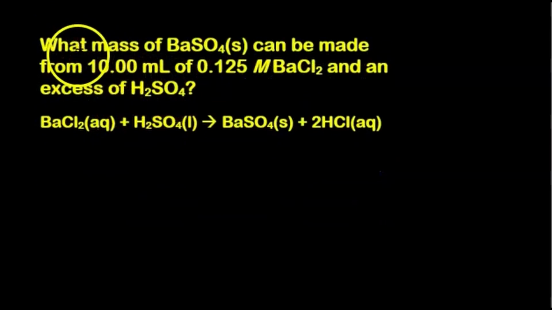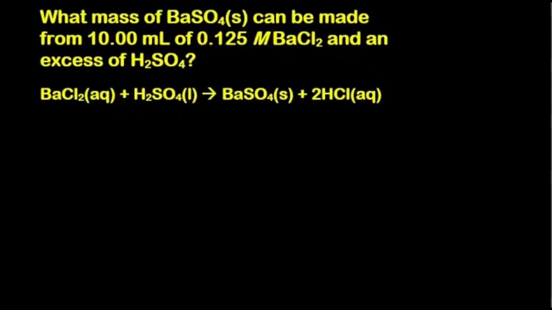Okay, so our first question: what mass of BaSO4, barium sulfate, can be made from 10.00 mL of this 0.125 molar, that's what this M means, barium chloride, BaCl2, and an excess of H2SO4. And you have this chemical equation here. So this might seem like a mouthful, and it is. But look what we have. We have a chemical equation, okay? We need to know something about barium sulfate, mass, right here.